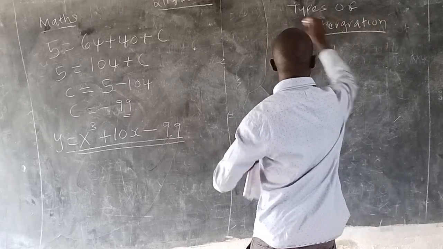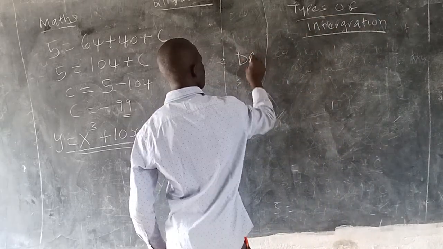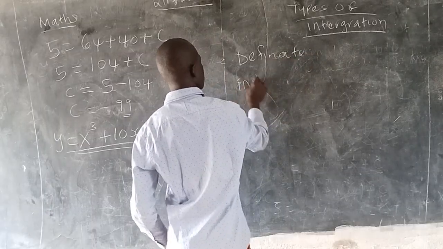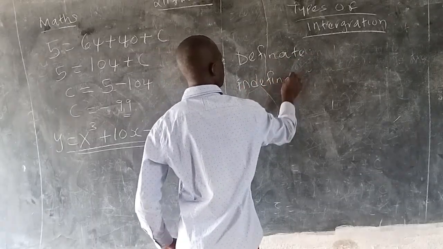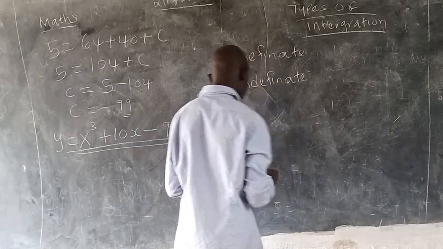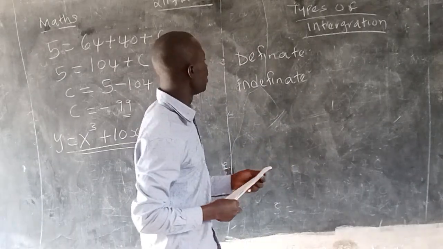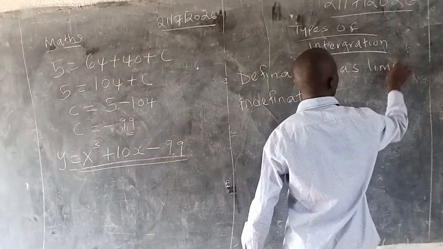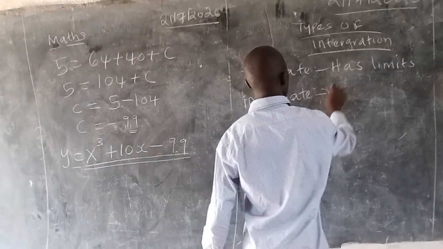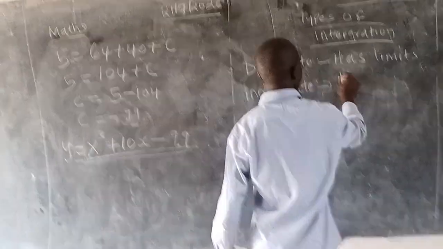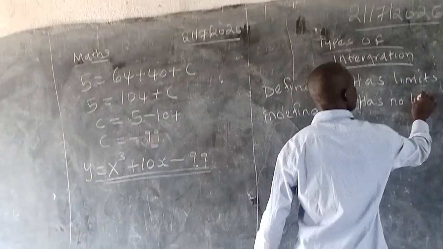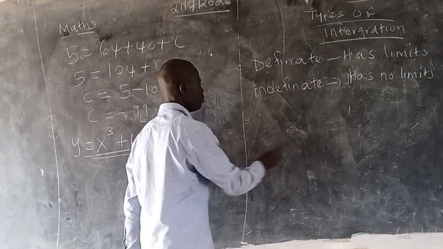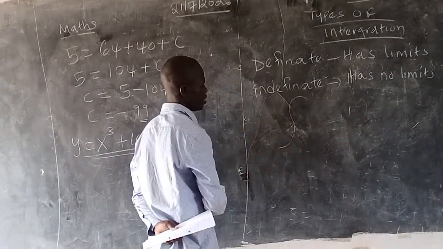We will begin. We have two of them: definite, then indefinite. Definite integral. When we talk about a definite integral, it's a type of integral that has limits. And this one has no limits.